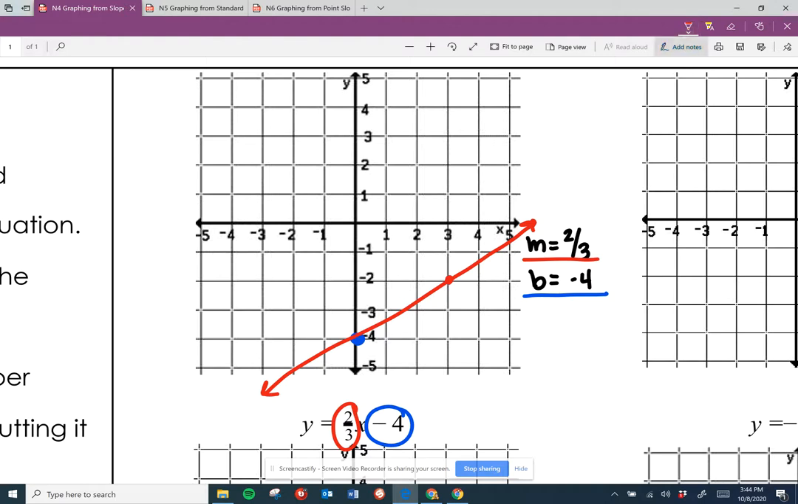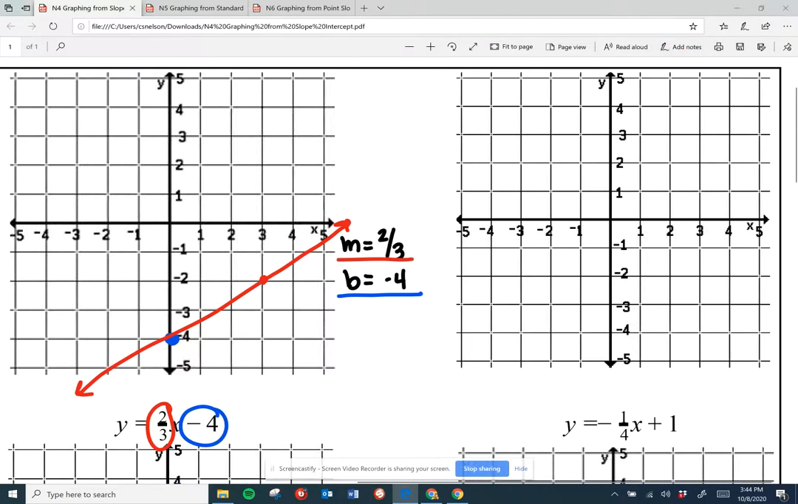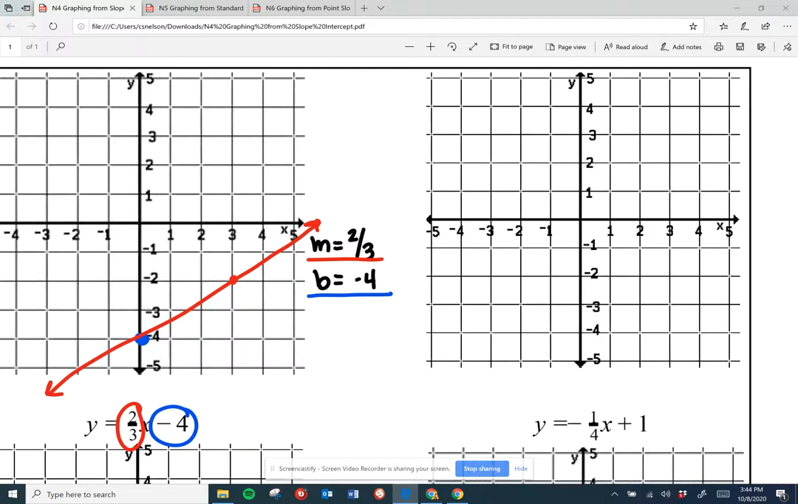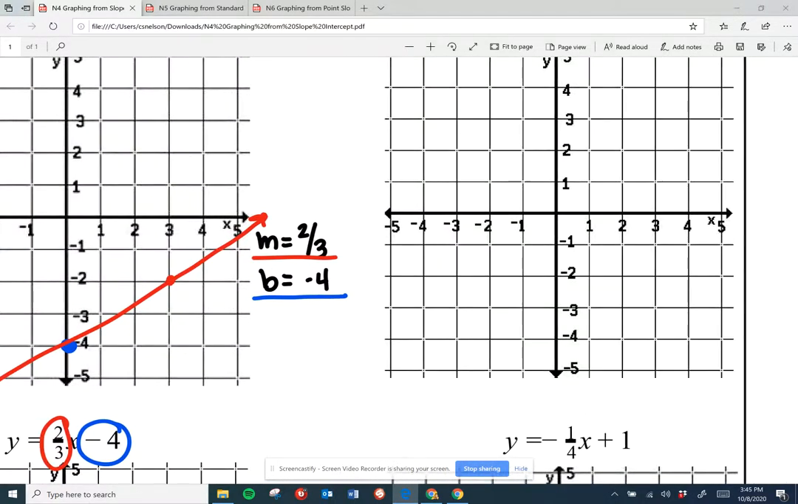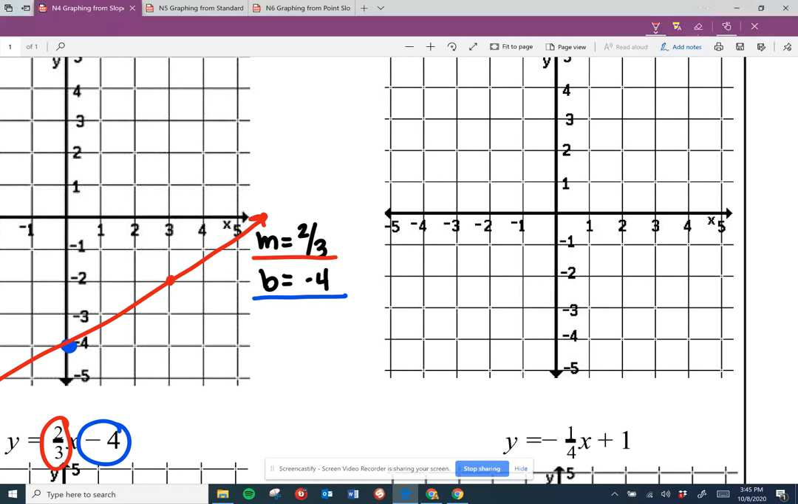Looking at the next example, if we just slide over a little bit, we can see y equals -1/4 x plus 1. Okay, so same thing here. We would identify the m and the b, right? My m for this second example is -1/4.